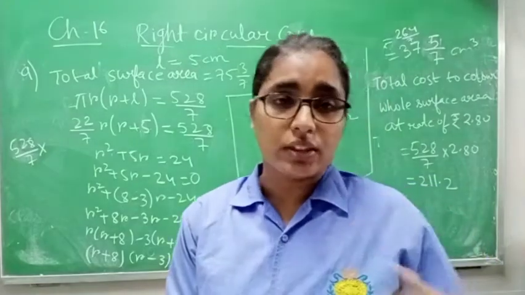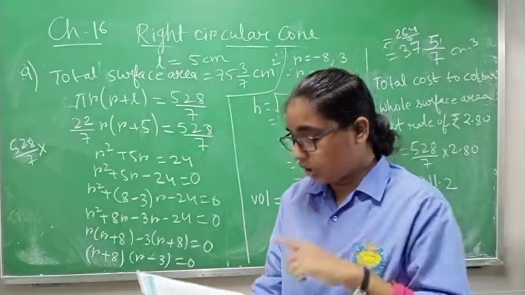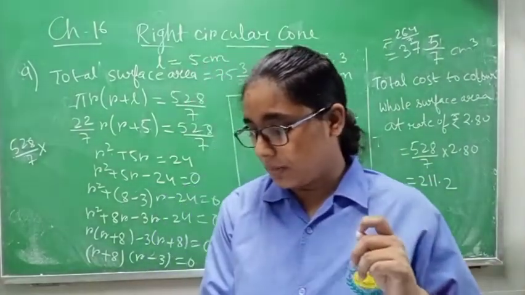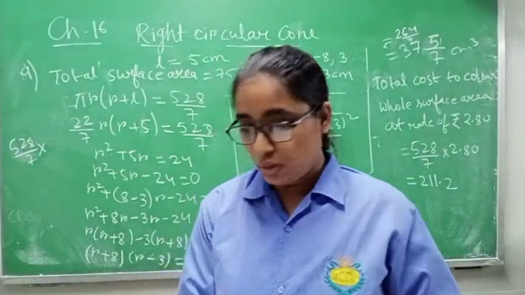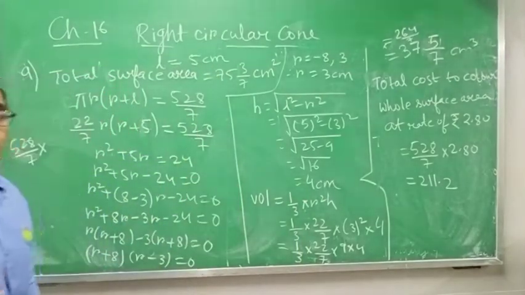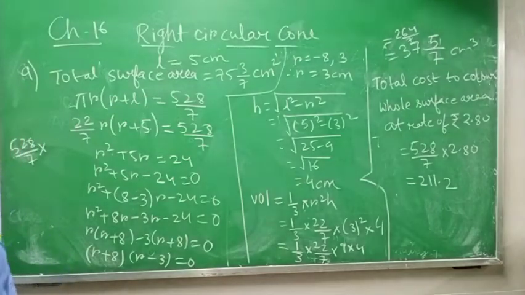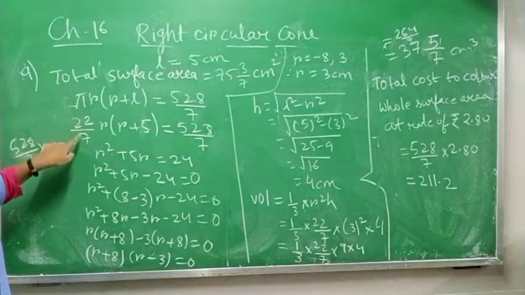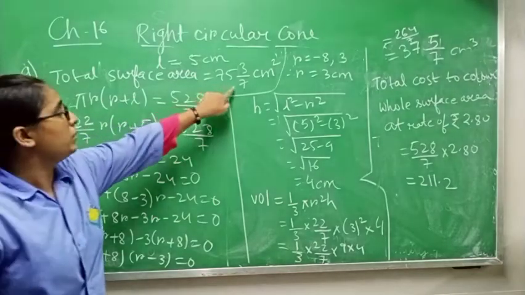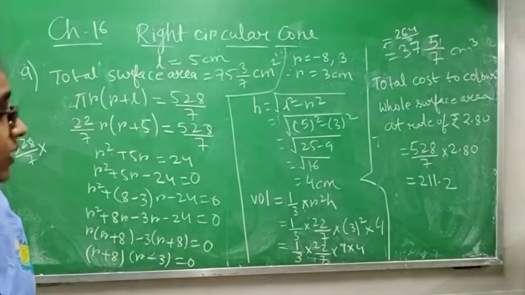See, if volume is already given to you, then how will you find the volume? That is why I am telling you it is not volume, it is total surface area 75 3 by 7 meter square. Okay, so two things are given to you. L equals 5 centimeter, means slant height is 5 centimeter, and total surface area is 75 3 by 7 centimeter square. Now pi value is 22 by 7, r value you don't know, L value is 5. When you multiply this with this and add this, you will get 528 by 7.